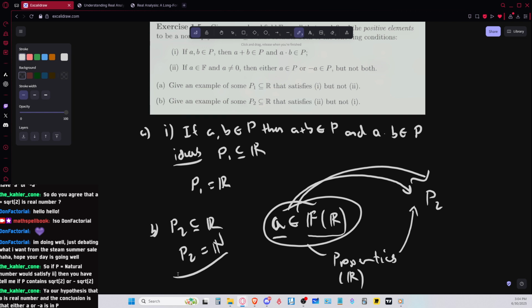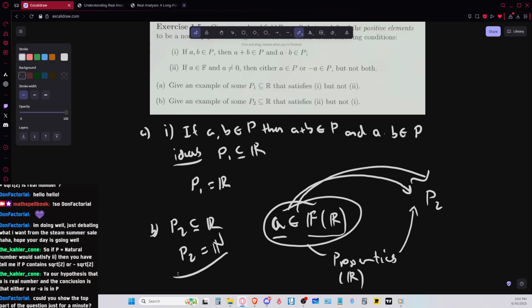Your hypothesis is that a is real, and the conclusion is that either a or negative a is in P. But it cannot be both. That's the thing, because it's not that inclusive or. Could you show the top part of the question?